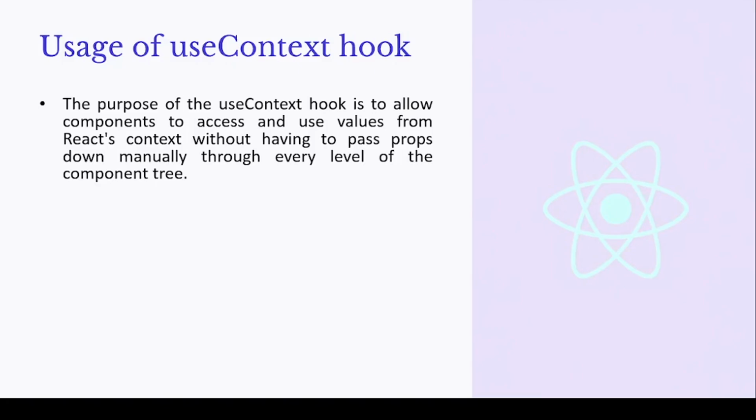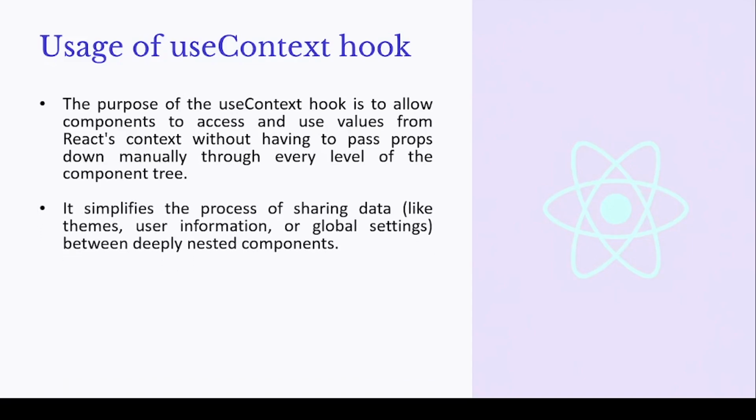The purpose of the useContext hook is to allow components to access and use values from React's context without having to pass props down manually through each level of the component tree. It simplifies the process of sharing data such as themes, user information, or any other global settings between deeply nested components. There are some key benefits of using this hook.